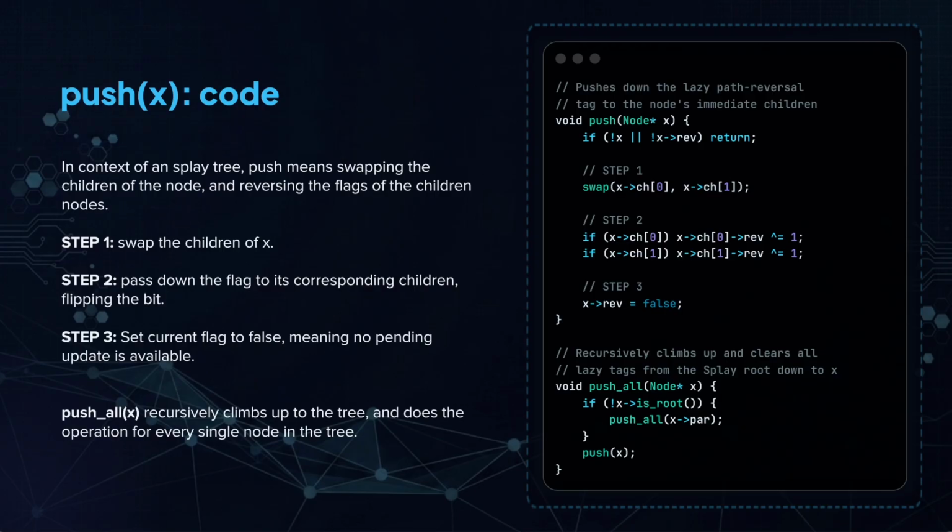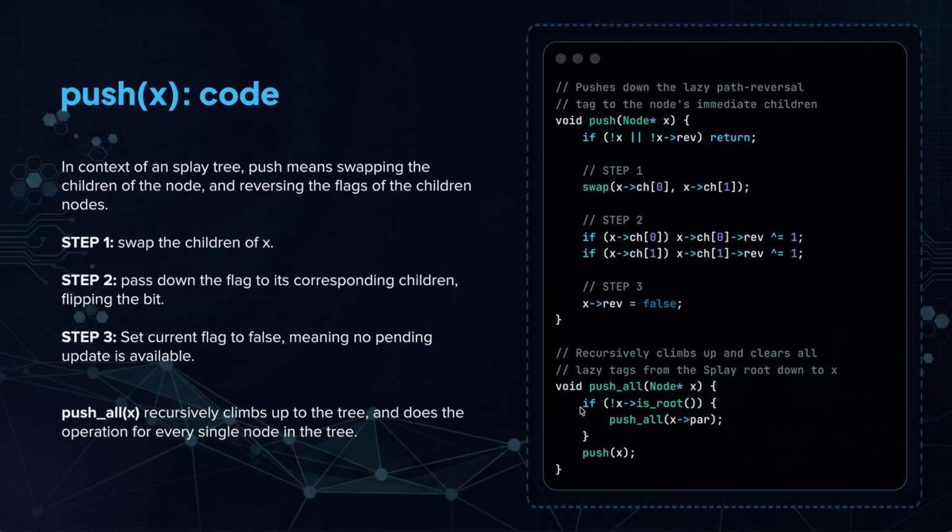If we go down to the implementation at step 1, we see that we swap the children of X, CH0 and CH1, which means left and right. Afterwards, if we have X CH0, if we have the left node in the tree, if it's not null, then we simply pass down the update to its left child, and if the right child is present, denoted by this line, then we simply pass down the update to its right child. Afterwards, we simply say that none of the updates are currently pending. We have pushed all the updates, so its ref is currently false.